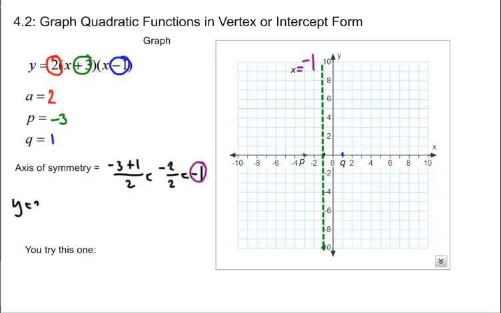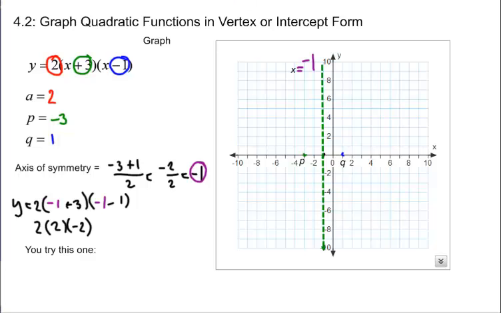Y equals 2 times x. What is x? X is the negative 1. 2 times negative 1 plus 3 times negative 1 again minus 1. 2 times negative 2. And it would just multiply all of those guys together.